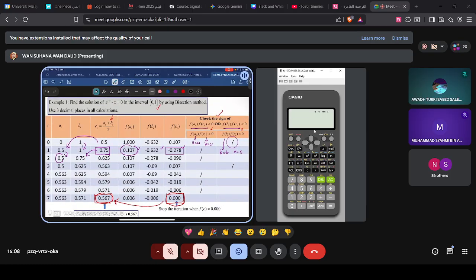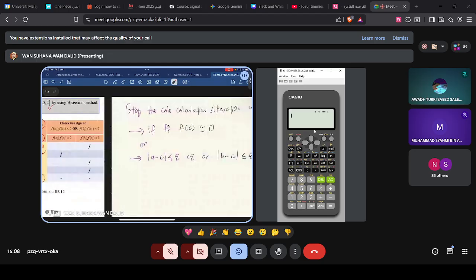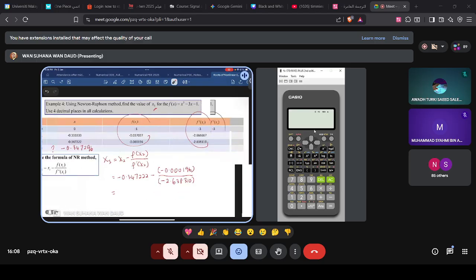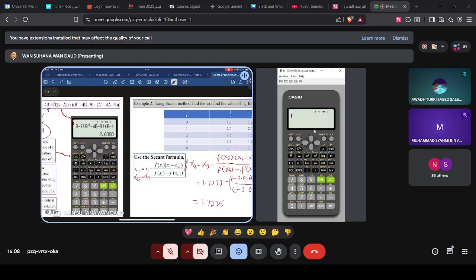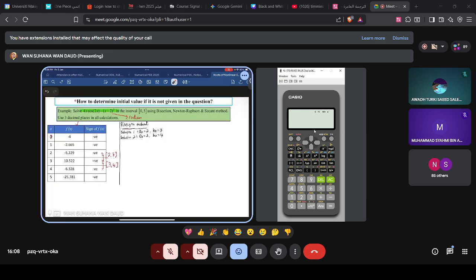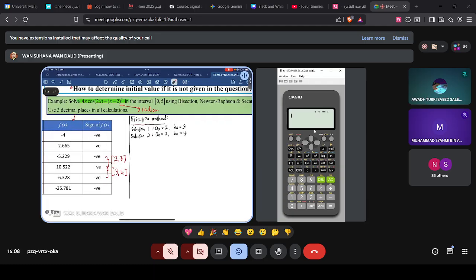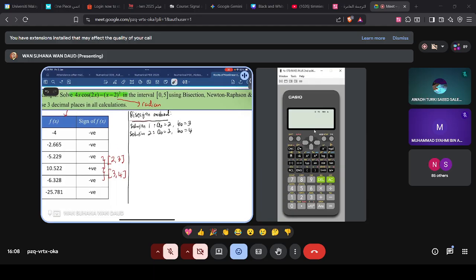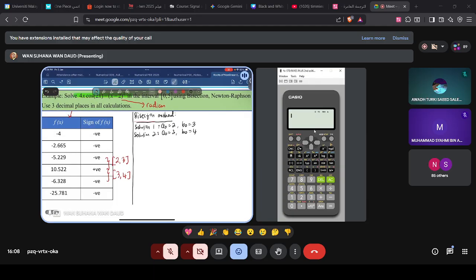This is the bisection method. Meaning that you have to make two tables to come out with two solutions. The first solution has initial values 2, 3, and the other solution has initial values 3, 4. Okay, clear? Bisection method.